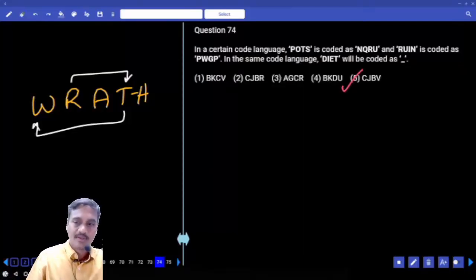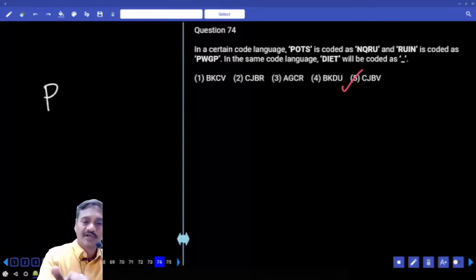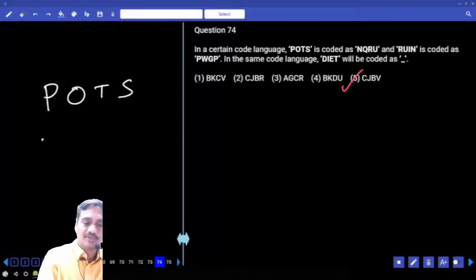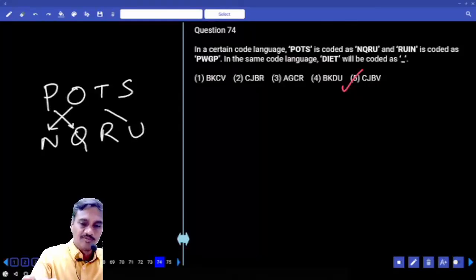Choice 4. Then 74. Now what is the word we have? Parts. Now parts is the word N, Q, R, U. N, Q, R, and U. Now in this, P and Q. P plus 1 Q, O minus 1 is N. T plus 1 is U, S minus 1 is R.